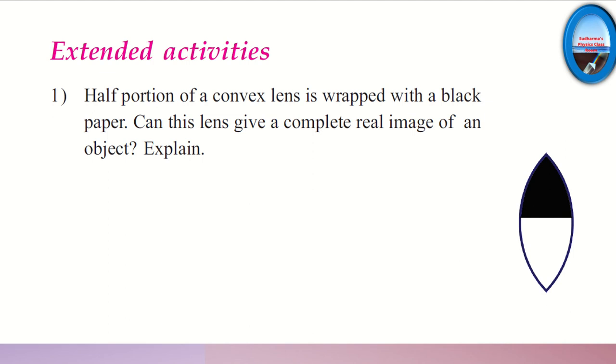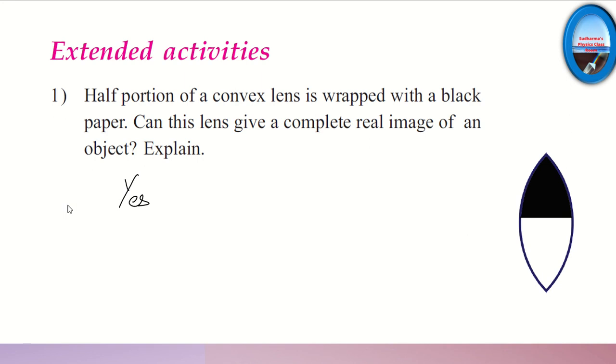Half portion of a convex lens is wrapped with a black paper. Can this lens give a complete real image of an object? Explain. So we are going to cover the convex lens like this, the way it is shown in the figure. So the question is, can this lens give a complete real image of an object? Definitely it can give a real image, a complete real image. You will be thinking only half the image will be formed, right?